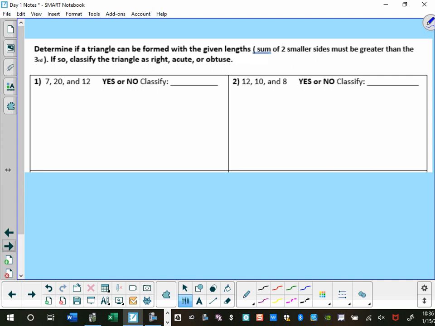If you guys remember this, what we did before was we took our two smaller numbers to see if it was bigger than our largest number. What's my two smaller numbers? 7 and 12. So if I add 7 and 12, is it greater than 20? No. Because 19 is not greater than 20. So, if you ever have to write no, then you stop there.